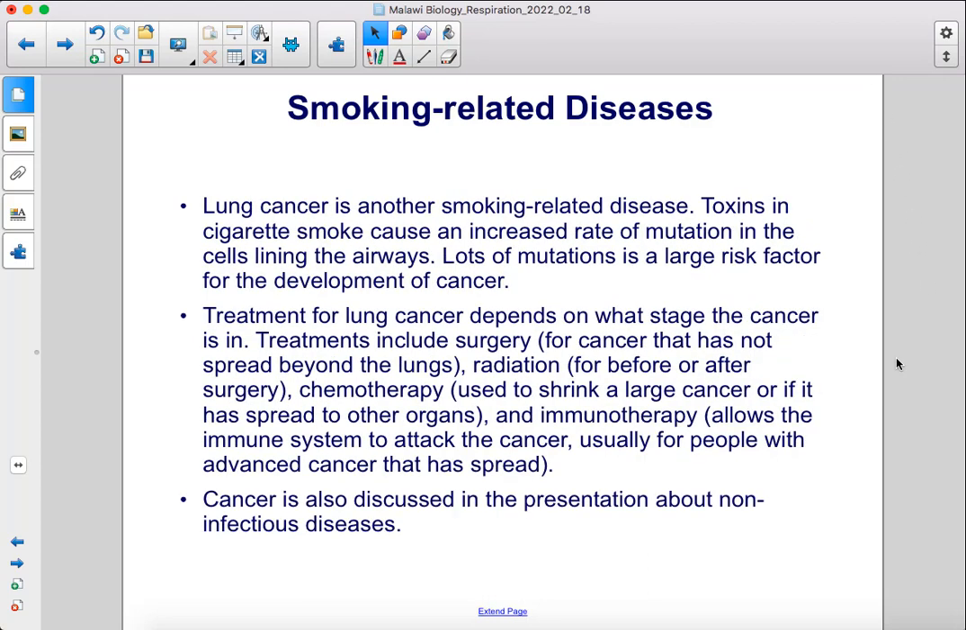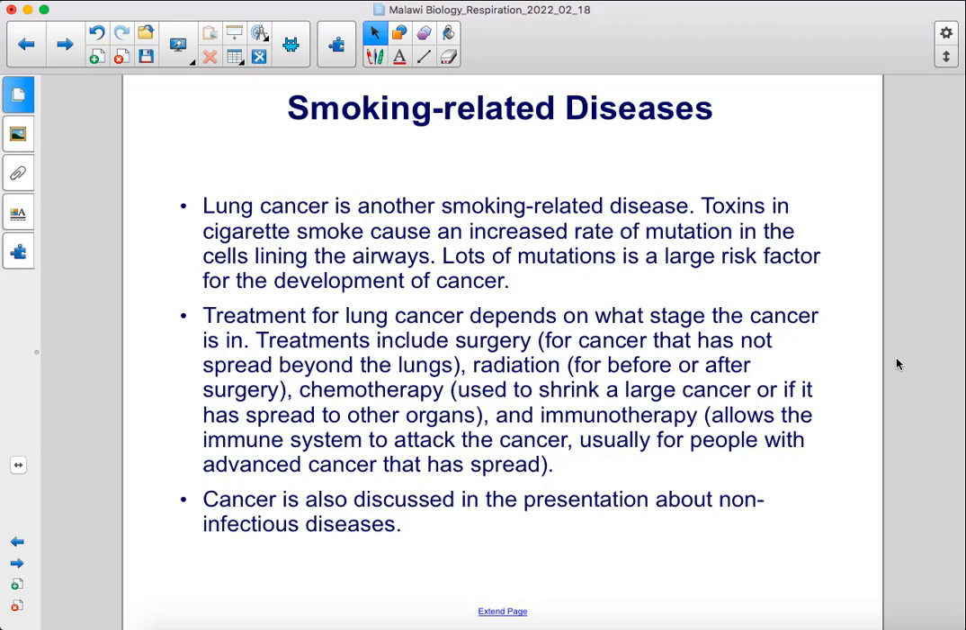Lung cancer is another smoking-related disease. Toxins in cigarette smoke cause an increased rate of mutation in the cells lining the airways. Lots of mutations is a large risk factor for the development of cancer. Treatment for lung cancer depends on what stage the cancer is in.